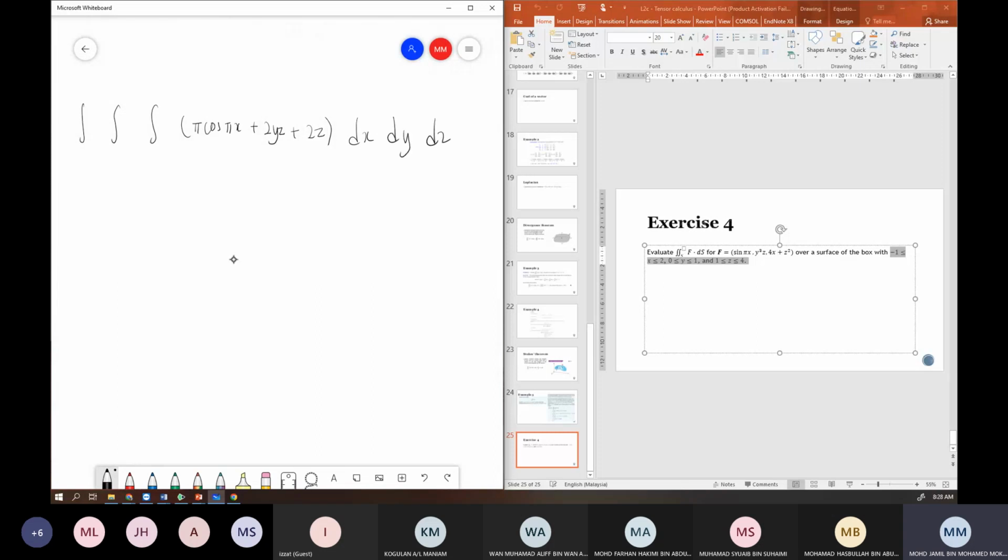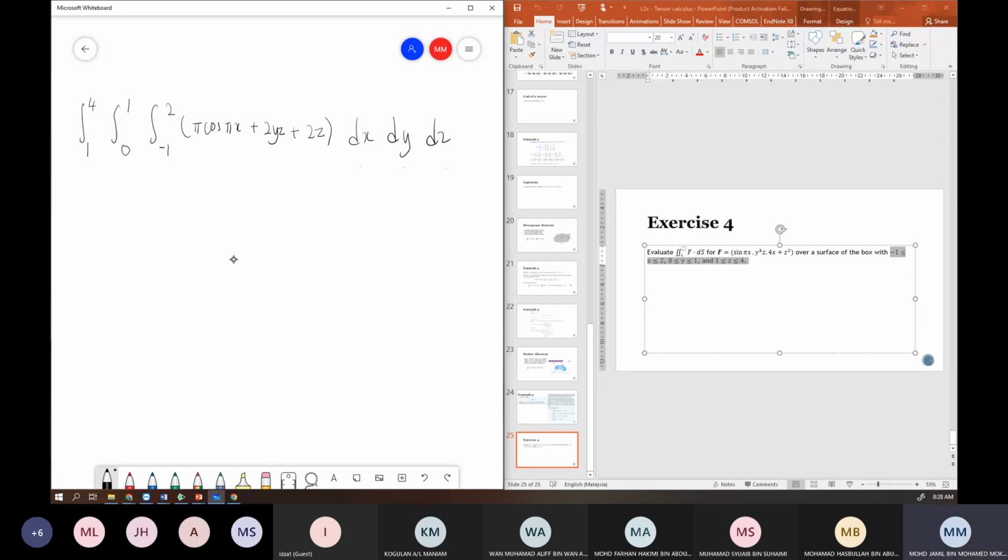So here, this actually follows some order, meaning that you integrate x first, then y, and then z. For x, the value is put on the first integral here, so we have from -1 until 2. The second integral is for y, from 0 until 1. And the last one is for z, from 1 until 4.